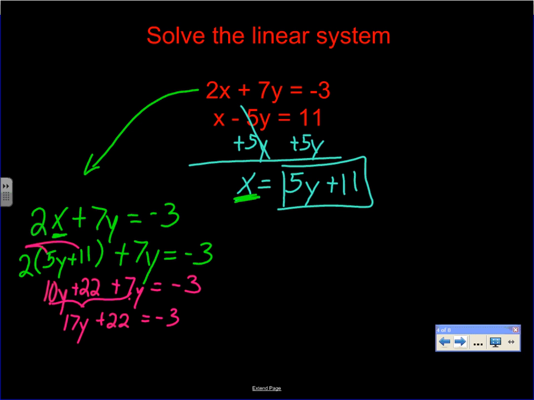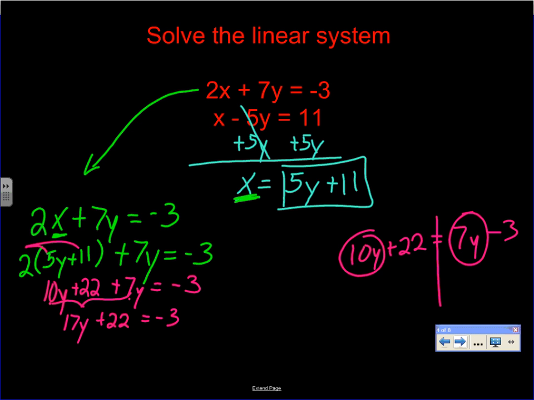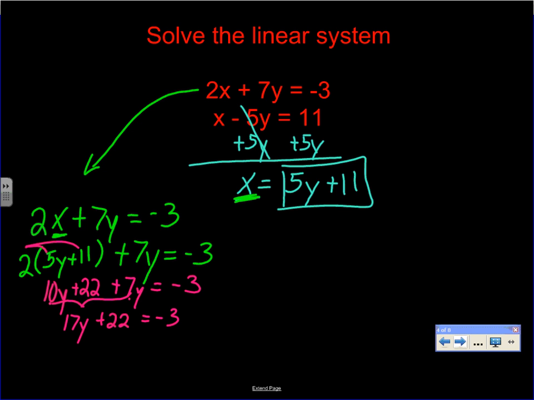7 and the 10 go together to make 17y. And a lot of you might say, well, how come I'm not going to subtract 10y from 7y? Well, if we had something like this, where 7y was on the right side, if 10y and 7y are on opposite sides, you have to use opposite operations. So there you would subtract 10y.